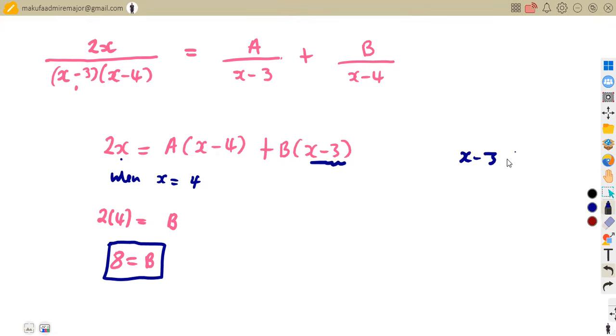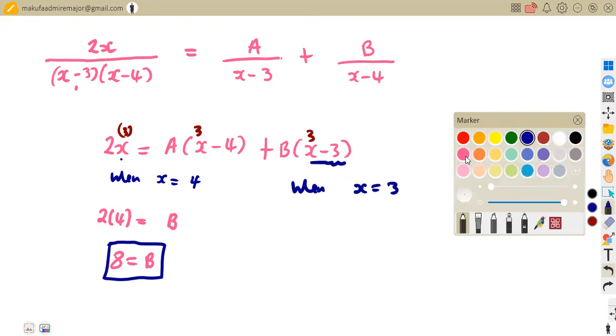So if x minus 3 is equal to 0, it means x at that moment will be equal to 3. So now it's a condition that you can consider. When x is equal to 3, what is going to happen? You have to substitute 3 here, here, and here. So what are you going to have at the end?